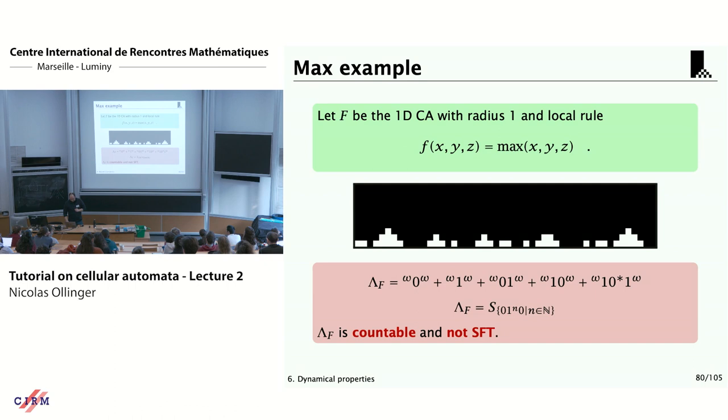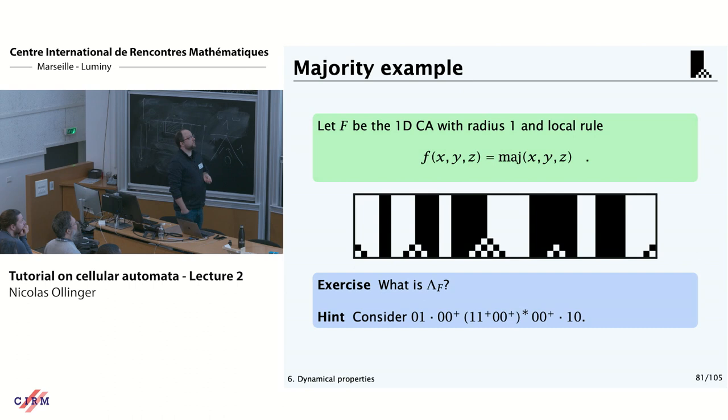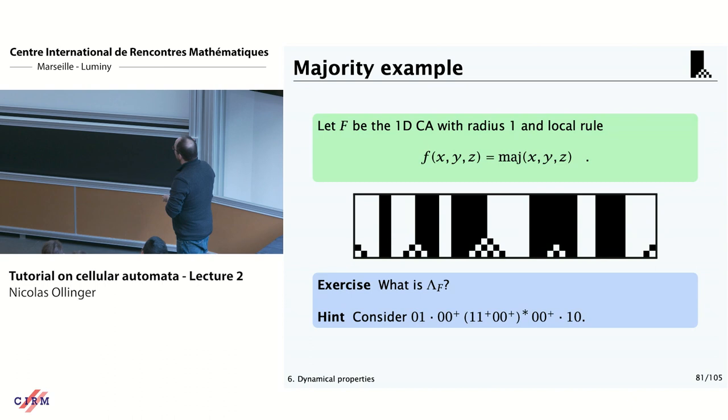Let me give another example of a funny simple rule. This is a majority. So rather than max now, as I see three neighbors, I can take the majority of what I see. So I have zeros and ones. When I see more zeros than ones, I go to zero. When I see more ones, I go to one. And then what is the limit set? It's a bit more tricky. You can think about it.